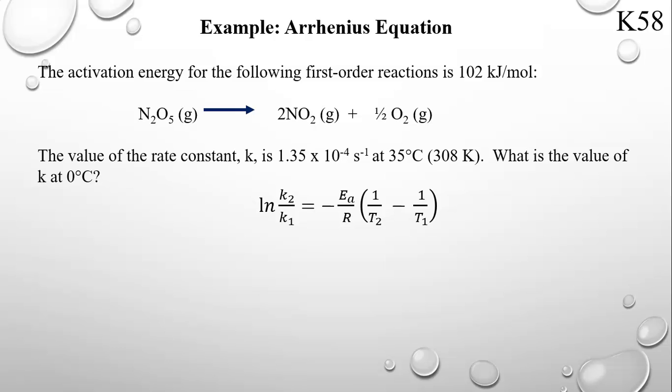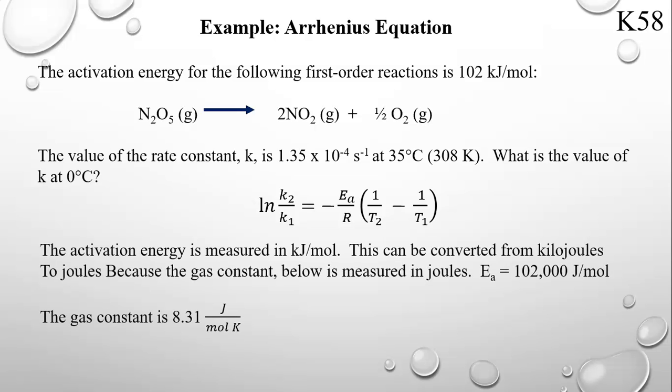So think about it. Would the rate constant at 0 be a bigger number or a smaller number than at 35? Well, it would be a smaller number because 0 degrees is less than 35. So there's going to be a lower temperature, which means the molecules aren't going to move as quickly, and therefore the reaction is going to go slower. So we'll actually just plug some numbers in. Even though it looks like kind of an intimidating equation, it's really just plugging in numbers and being sure you don't make a math mistake.